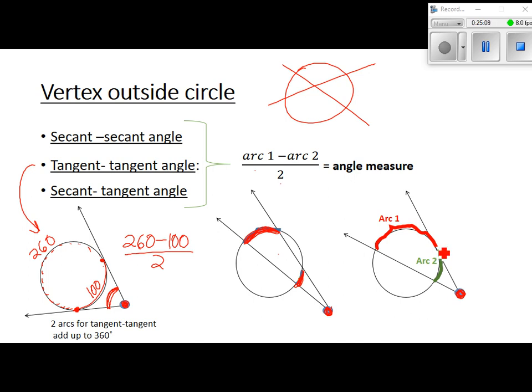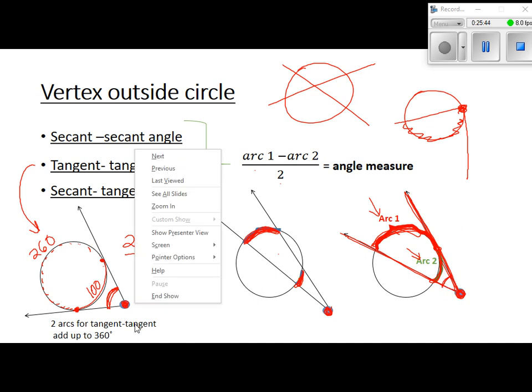Same thing over here, if it's a secant tangent, this is a secant, that's a tangent. A different way that it could be, we had a secant tangent a minute ago that looked something like this. The vertex was on the circle and we just had this one arc that it cut off. This one has two. It has this arc, and it has this arc. All we're going to do here is take the bigger arc, subtract off the smaller arc, and divide by 2, and that's going to tell us the measure of that angle.